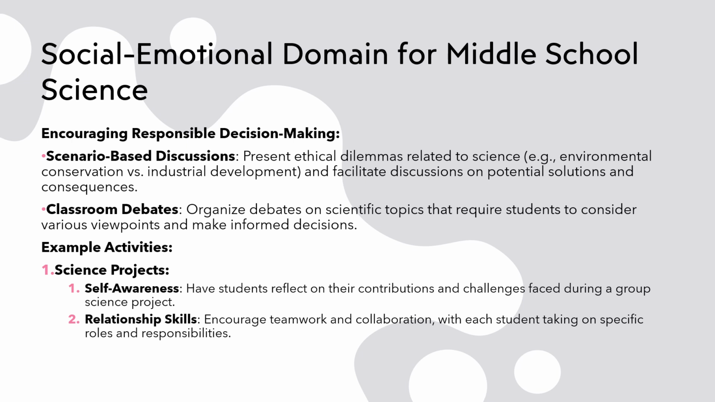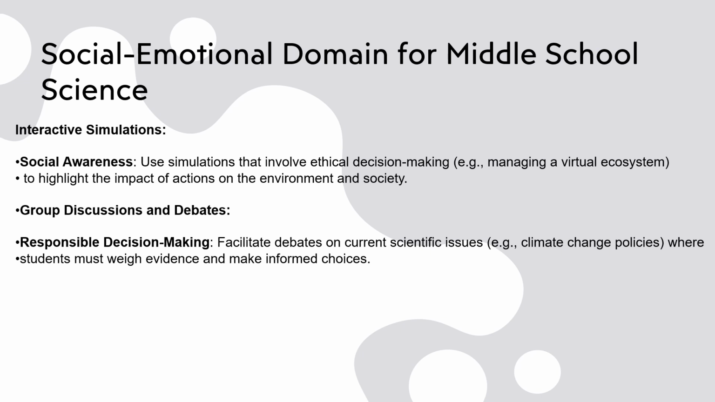Some example activities would be science projects related to self-awareness, so have students reflect on their collaborations and challenges faced during a group science project. And relationship skills would be to encourage teamwork and collaboration with each of those students taking on specific roles and responsibilities. Last but not least would be interactive simulation. So then we have social awareness. So using simulations that involve ethical decision making, such as managing a virtual environment. So that helps to highlight the impact of actions on the environment and society. Then we'll have group discussions and debates, of course, for responsible decision making. So facilitate debates on specific scientific issues where students must weigh evidence and make informed choices.